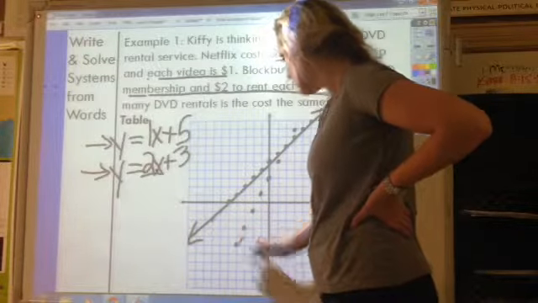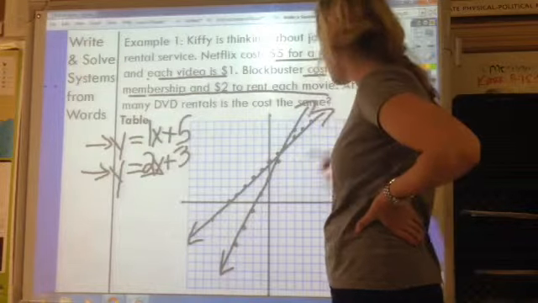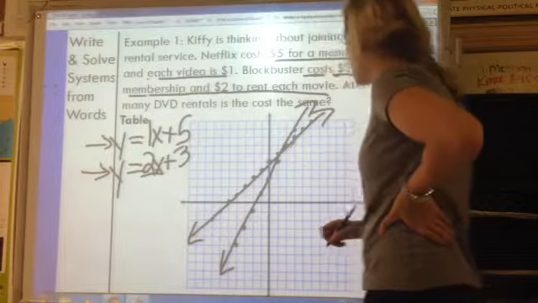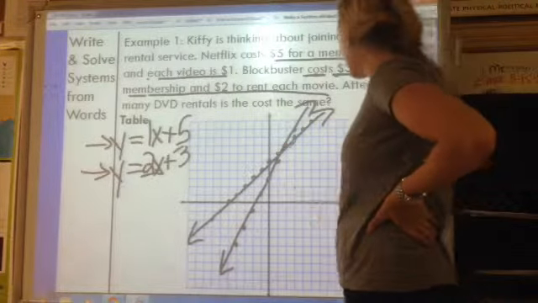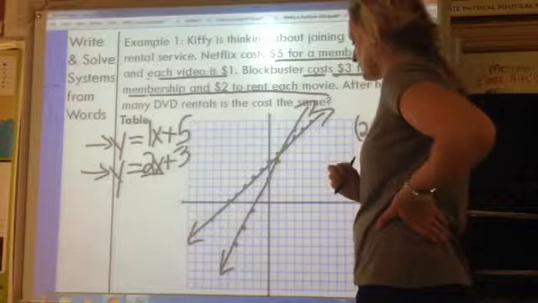Down 2 and over 1. If I go ahead and draw my line, I see that these lines are going to cross right here at (2, 7). That's where my lines cross.